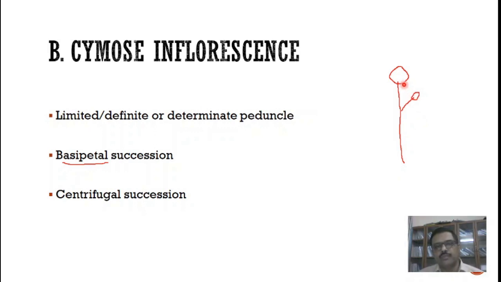And eventually older flowers are at the top and younger flowers are at the base, resulting in basipetal succession. Now in some cases we find that the flowers formed have equal length of the pedicels, or the formation of flowers leads to the older and younger flowers occupying the same level.